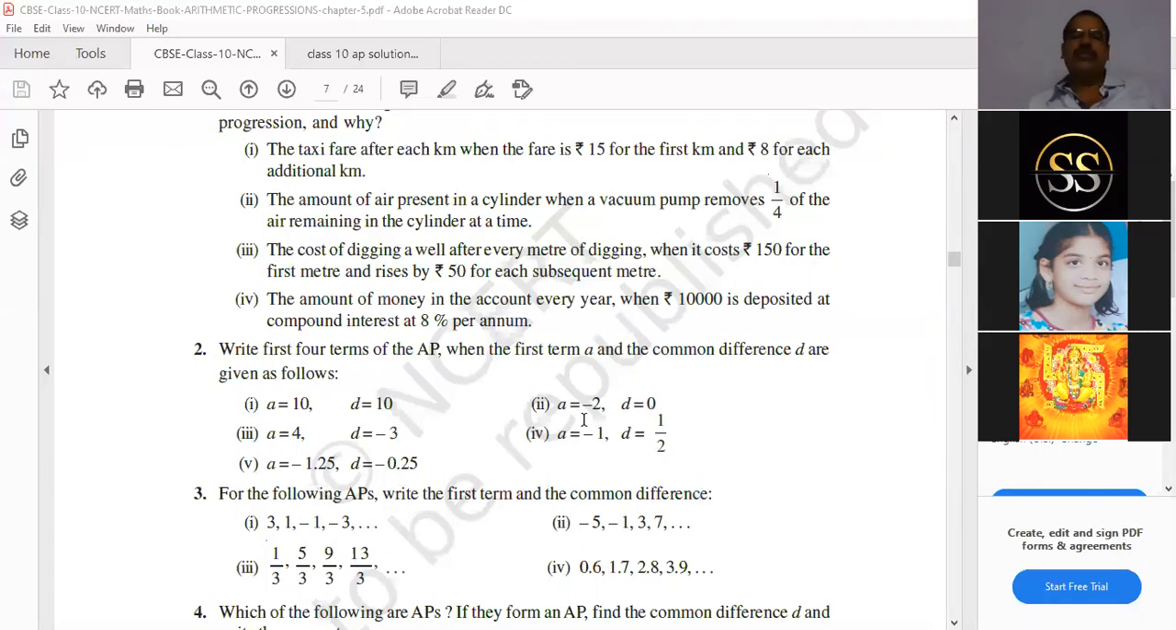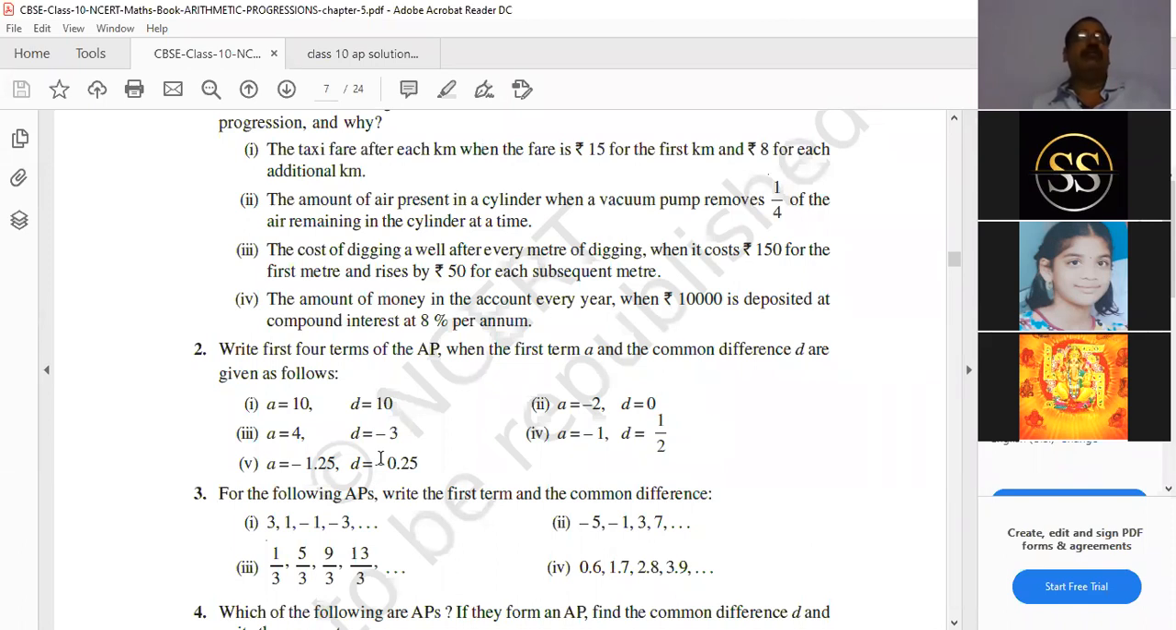A equals minus 2 and D equals 0. 4 terms. Minus 2, minus 2, all minus 2. Same, all minus 2 only. Minus 2, minus 2, minus 2, minus 2, and so on. You told right, only 4 terms, 4 terms enough. Next, third one. A equals 4, D equals minus 3.